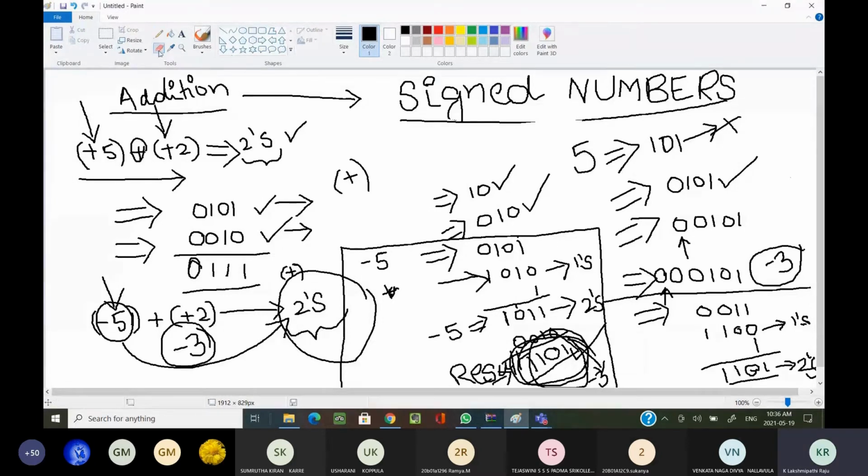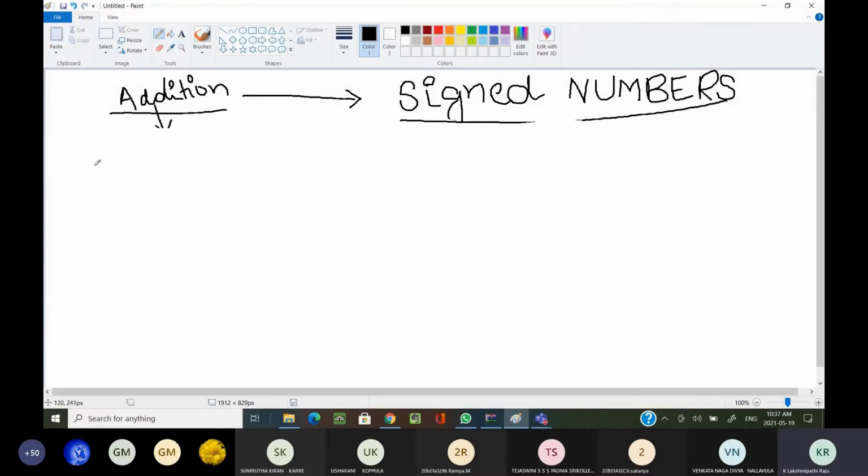Are you understanding? In another case, plus 5. Same example. Why? Because it looks clear. Those who are not getting it, for them it looks clear. Okay. Now you have to do this one using 2's complement. Do this one by using 2's complement.